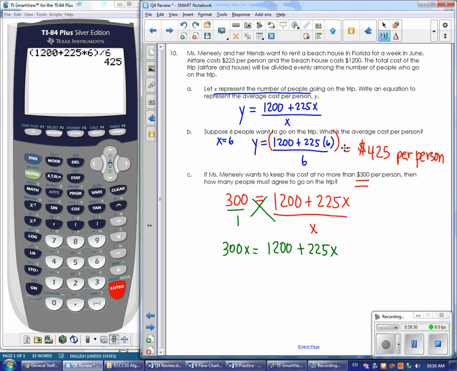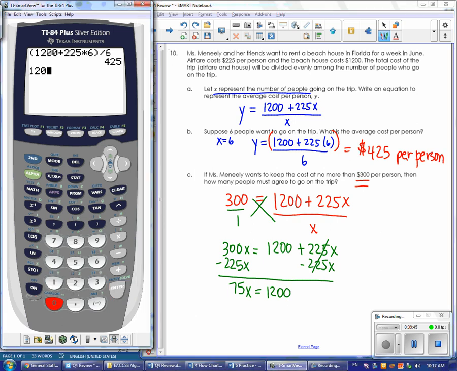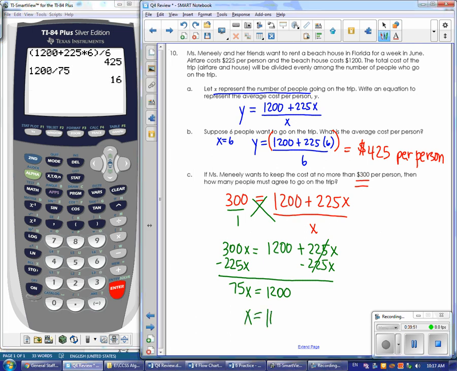And so this is linear now, so I can go ahead and subtract 225x to get my x's on the left-hand side. That's going to leave me with 75x equals $1,200. And so if I take my 1,200 and I divide by 75, that's going to mean that 16 people have to go on this trip. It better be a big house, right?